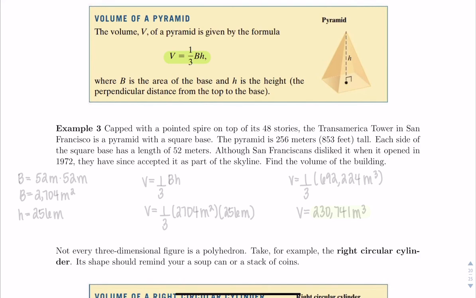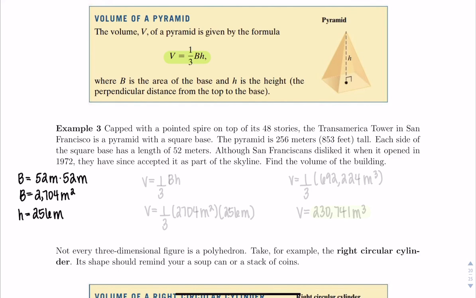And so the base on this one is a square. And so our capital B, we have that the length of the sides of the square is 52 meters. So that means we need to do 52 meters times 52 meters. And so this gives me 2,704 square meters. Our height is 256 meters.